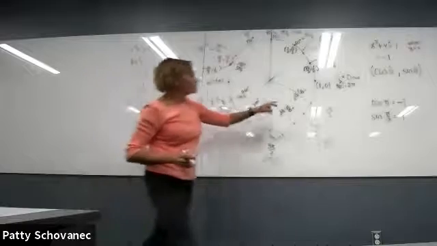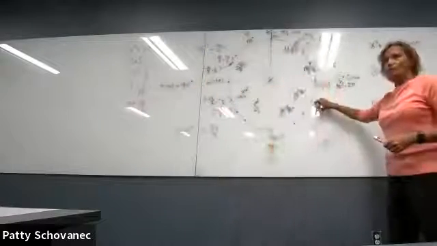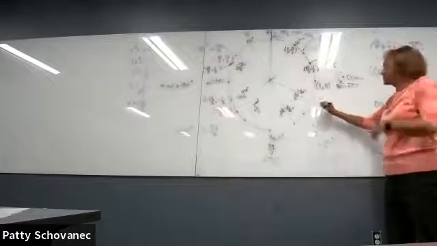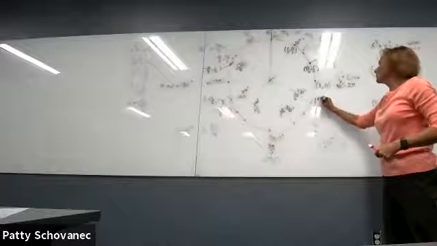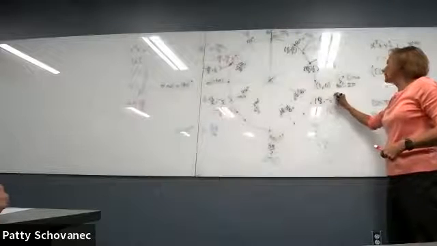So I'm looking for pi over 6. It's over here in quadrant 4, where X is positive and Y is negative. So I get a positive square root of 3 over 2 and negative 1/2.